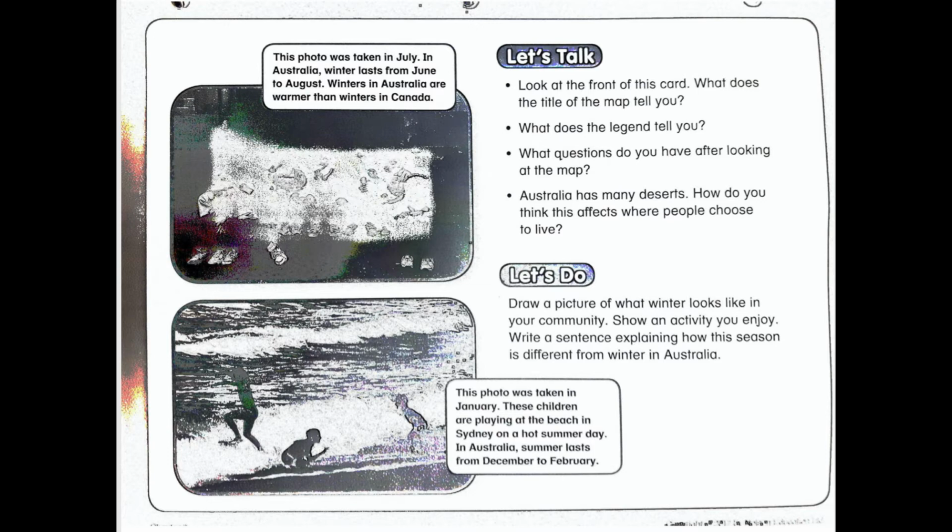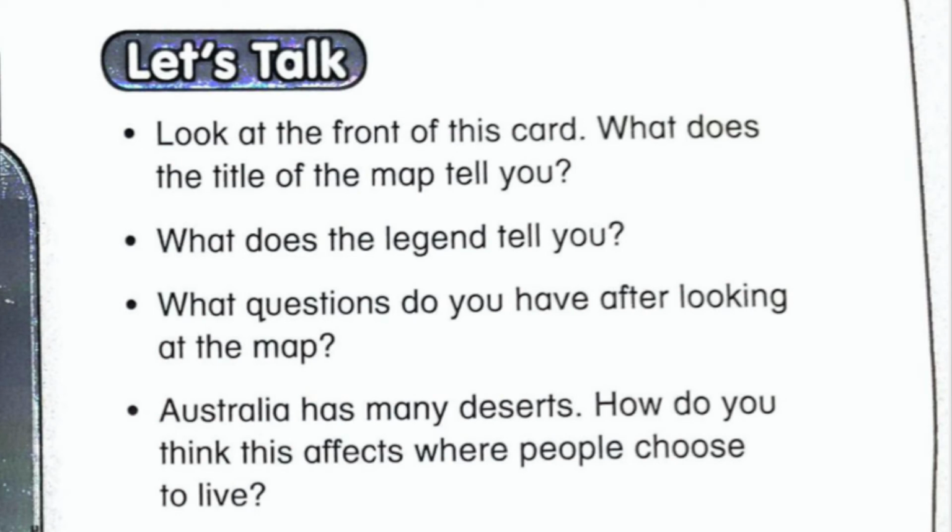So the two tasks that I need you to do is under the section that says Let's Talk, I want you to pick one of those 4 questions to answer for me. I'm going to read them out loud to you and then you can choose which one you would like to answer. Question 1 says, look at the front of this card. What does the title of the map tell you? Question number 2 says, what does the legend tell you? Question number 3 says, what questions do you have after looking at the map?